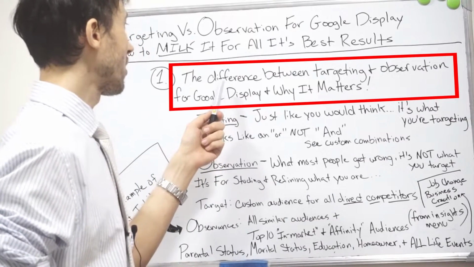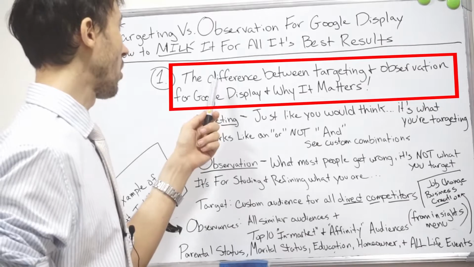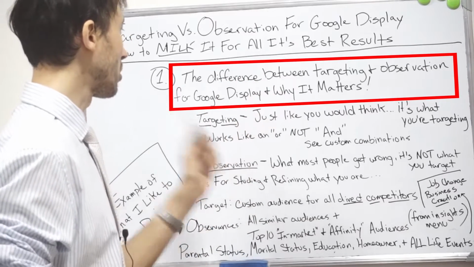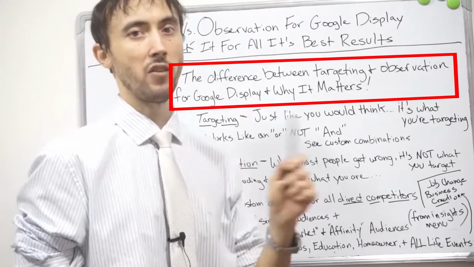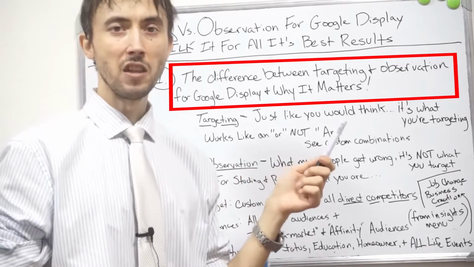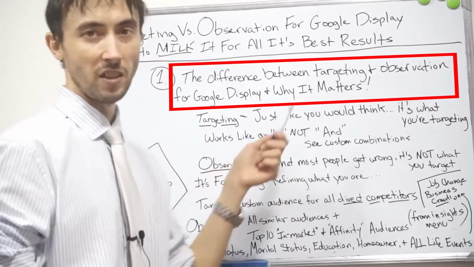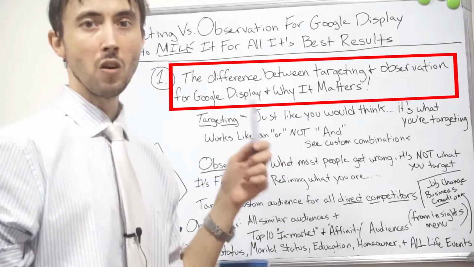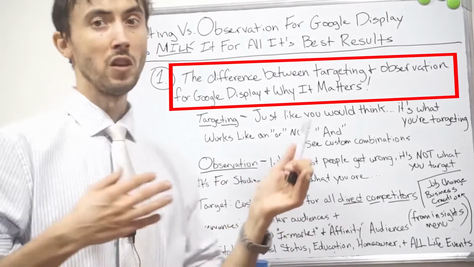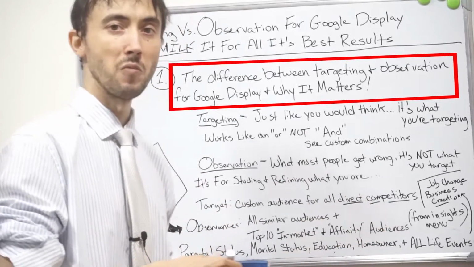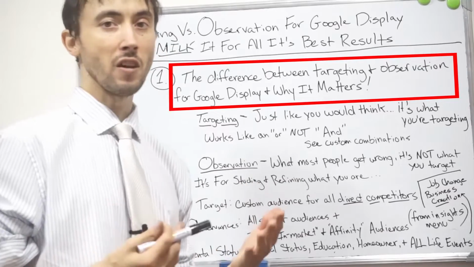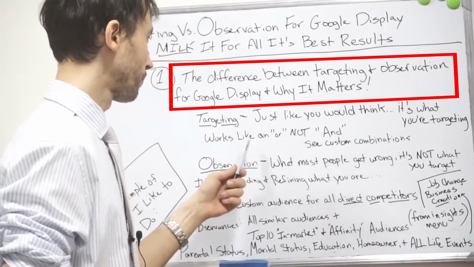The first thing I've listed is, quote, the difference between targeting and observation for Google Display and why it matters. So I have just a quick definition list here. This is for basically laymen, without going into all the technical jargon and so forth that Google's help files may have. If you're a little confused and actually found this video because you want a more simplistic version of what these things do, or you just saw it in your account, you quick Googled it.